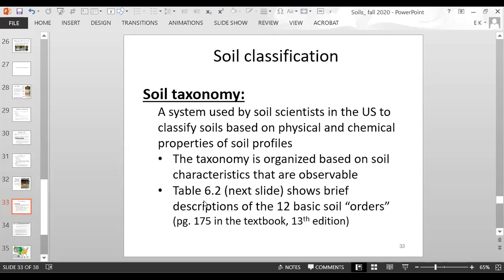So how do we classify soil? That's called soil taxonomy. Soil taxonomy is a system used by soil scientists in the US to classify soils based on physical and chemical properties of the soil profiles. The taxonomy is organized based on soil characteristics that are observable. Table 6.2 on the next slide shows brief descriptions of the 12 basic soil orders. This is also a table shown on page 175 in the textbook, the 13th edition.